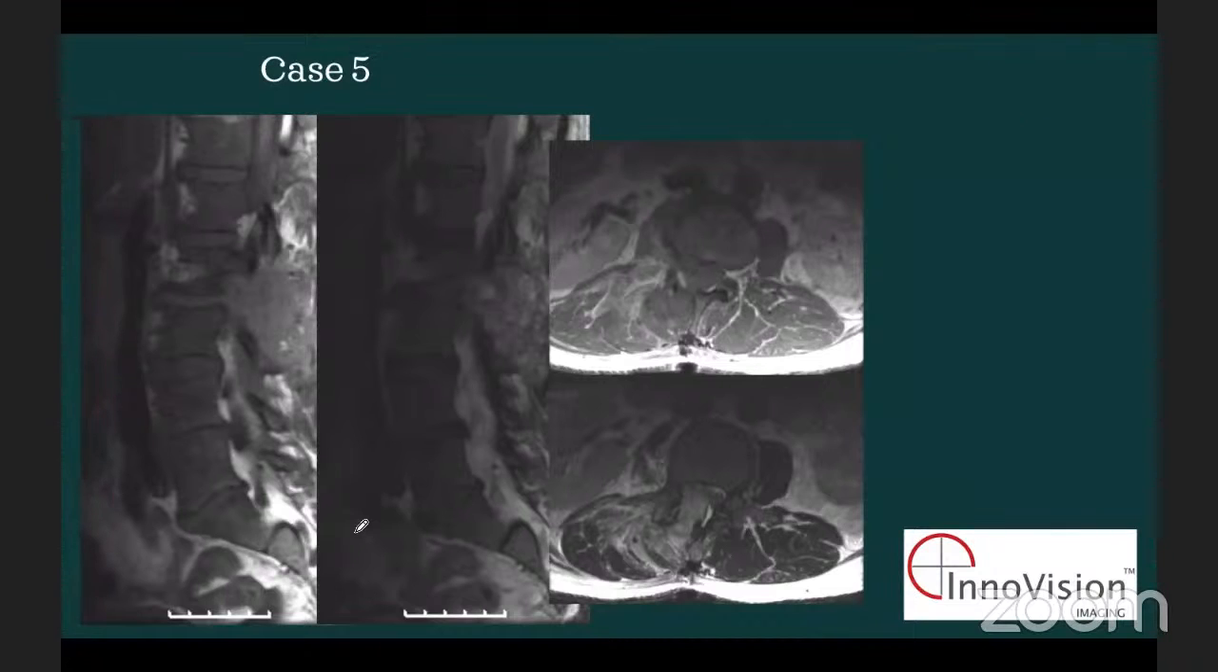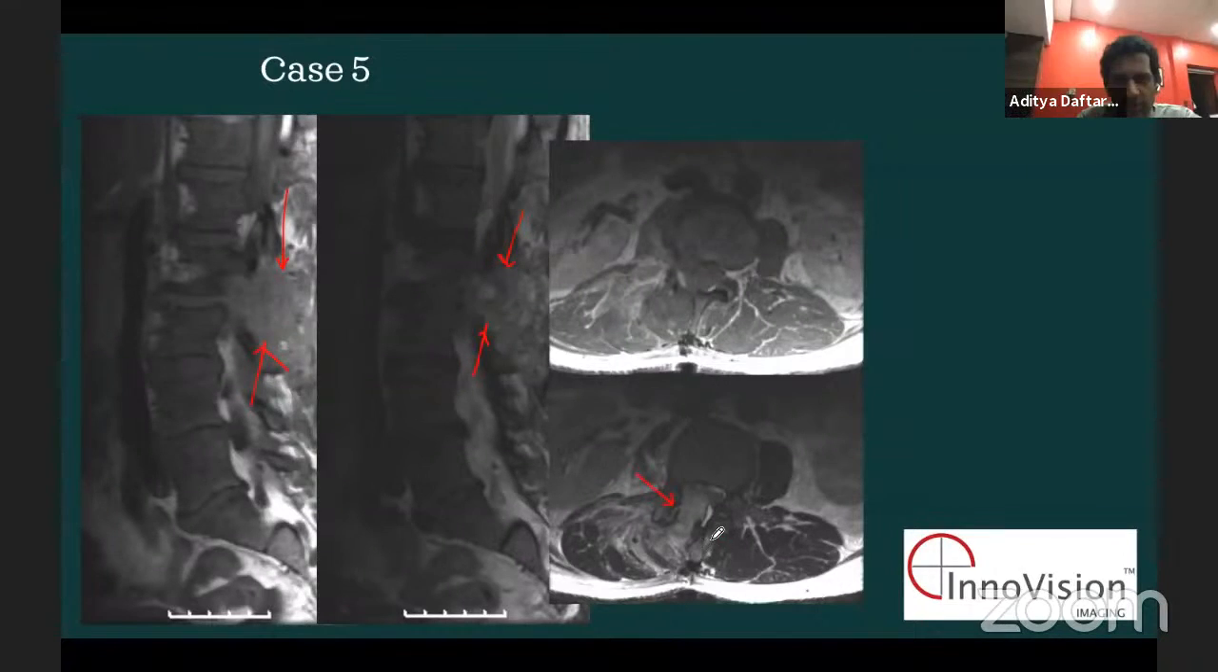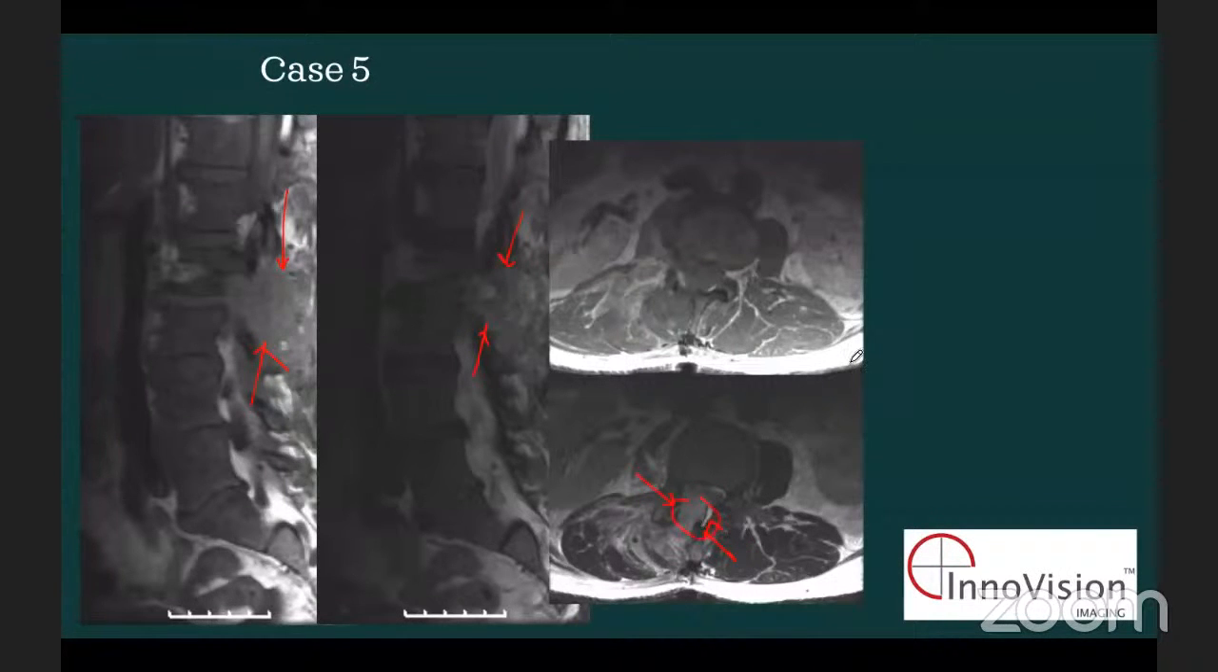There's a collection, sir, on the right side from the L2-3 disc space going posteriorly and abutting the thecal sac at that level. I can see it in the right fourth image. There's a bone defect here, right? So it is a post-operative collection. Yes, sir. Correct.